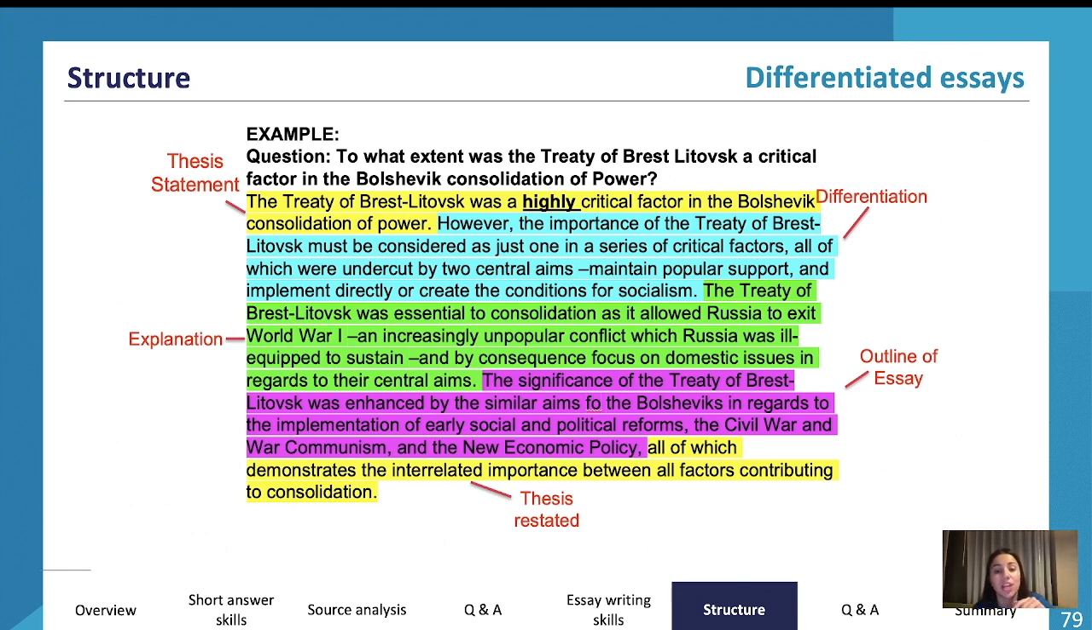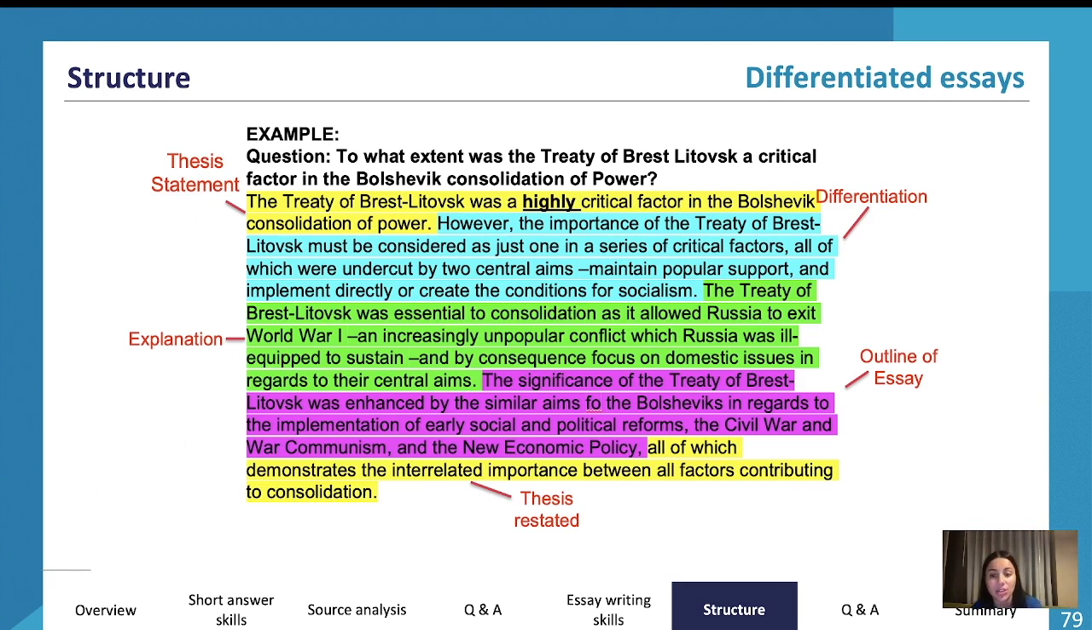But if you wanted to do a differentiation and you wanted to say that there were other critical factors as well, then you can do a differentiated essay. So you can say the Treaty of Brest-Litovsk was a highly critical factor in the Bolshevik consolidation of power, where you've still got that judgment, and then you're doing that differentiation. So when you bring up that differentiation, you want to say something like however, or although, or one of those contrasting sentences. So then you can say, however, the importance of the Treaty of Brest-Litovsk must be considered as just one in a series of critical factors, all of which were undercut by two central aims: maintaining popular support and implementing directly or creating the conditions for socialism.